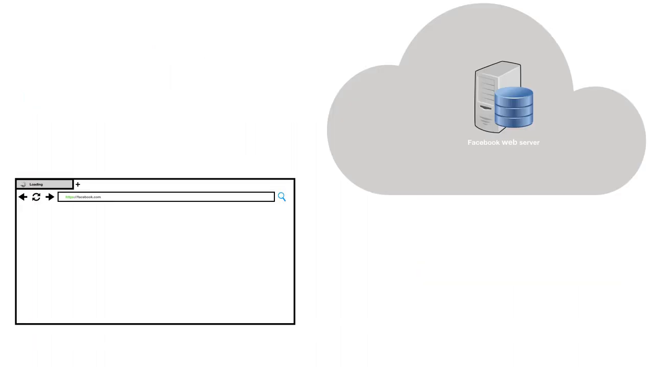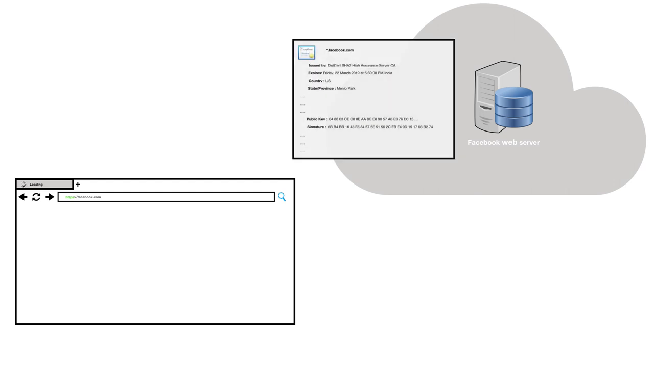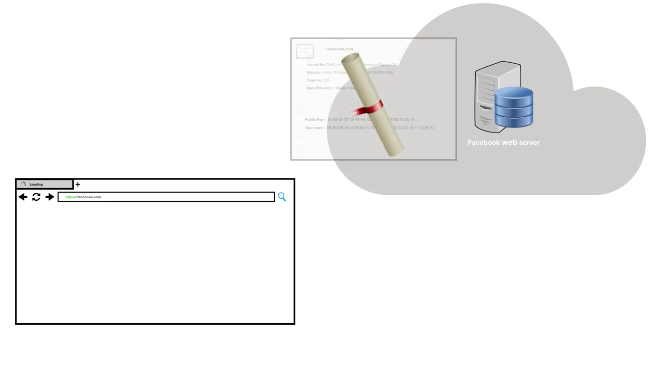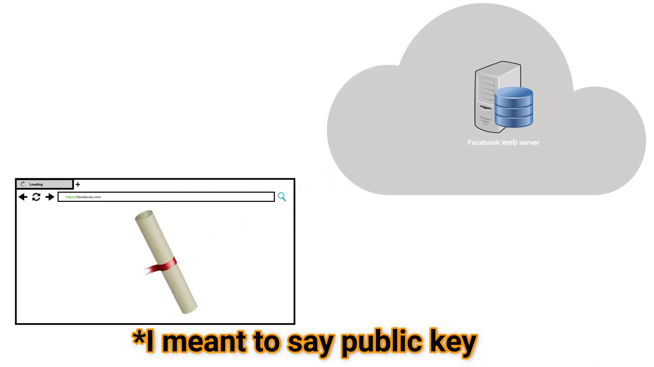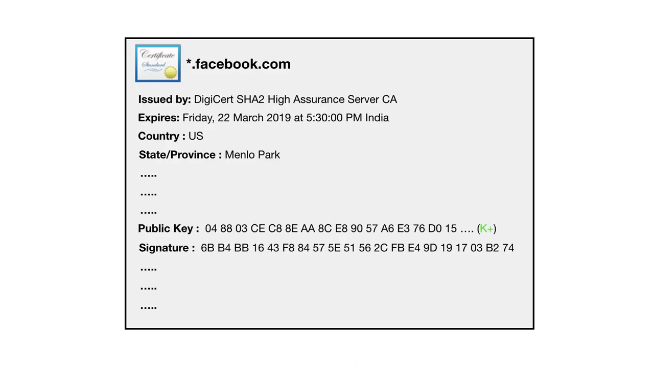So, this is what happens when you type in facebook.com in your browser and hit enter, provided that Facebook is using HTTPS. Once Facebook receives the request from your browser, it sends back its digital certificate, which contains various information about Facebook, including its public key. Digital certificates are basically signed by trusted third-party organizations known as certificate authorities. All the certificates issued by the certificate authorities are digitally signed with the private key of the CA.